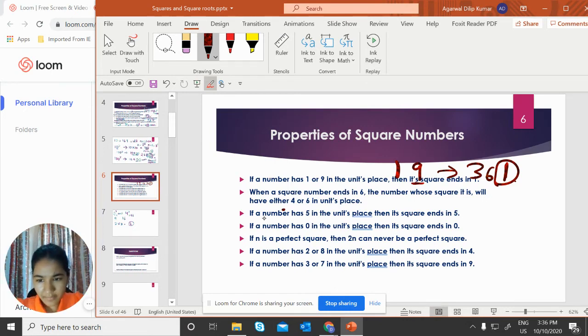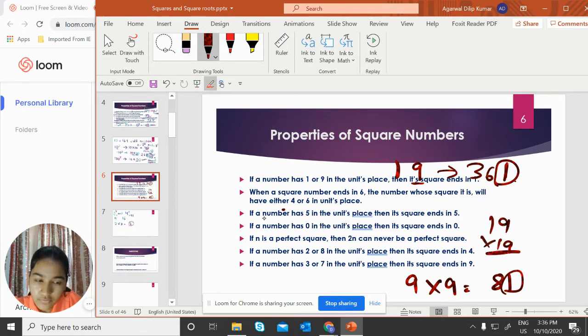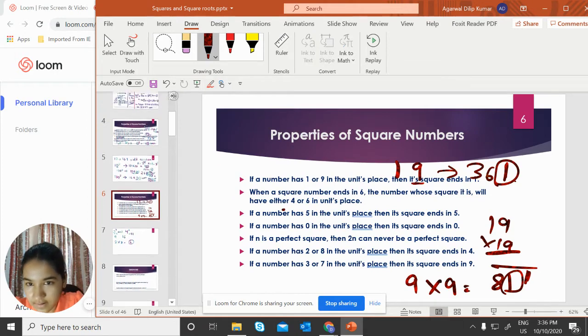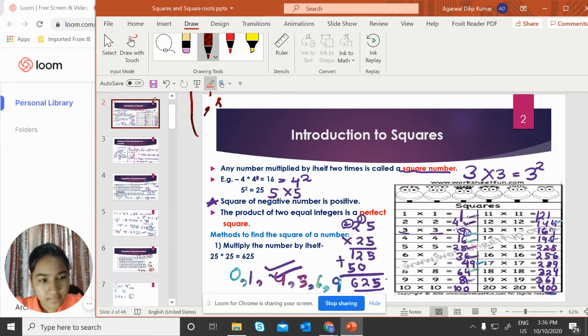Why? A question might strike your mind that why is it so? It's because 9 nines are 81 and 1 over here is at the units place, right? So while multiplying 19 into 19, we'll of course get 1 in its units place. See, if I have to show you the table, where do we find 1 in the units place? In the square of 1, in the square of 9, the square of 19, and the square of 11.